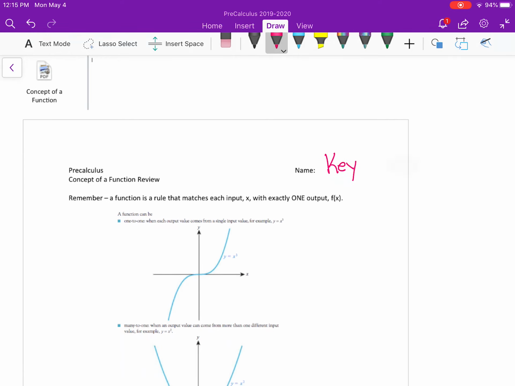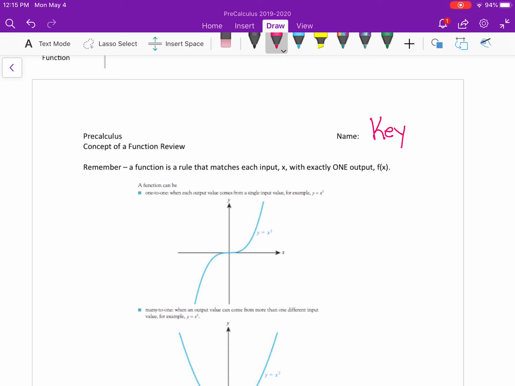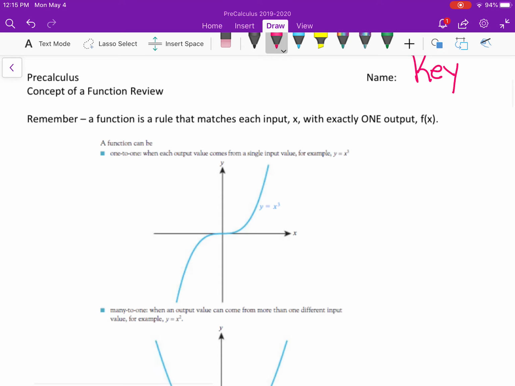Hey guys, today's lesson is pretty straightforward, and we're going to go back and review some of the core concepts that we covered this year in terms of tying them into how they would work in an IB class, and in terms of using technology and knowing how to use that technology for most things that we do. So, concept of a function review.